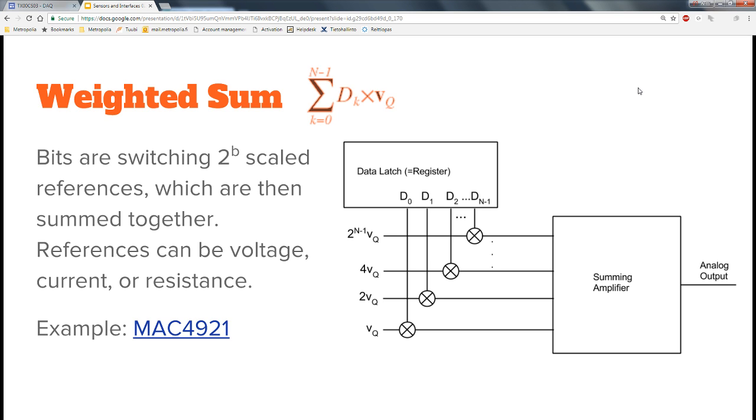These are voltages, usually done with currents, but it's the same thing. It's inside the chip and easy to get a lot of precision on a single chip, and also fast, since whenever you switch those data bits, as soon as the summing amplifier has settled, you have the analog output available.